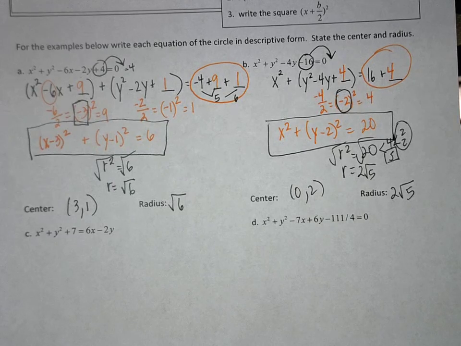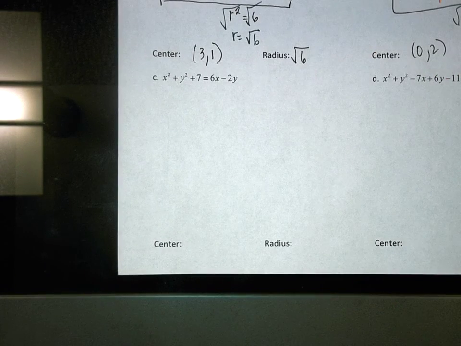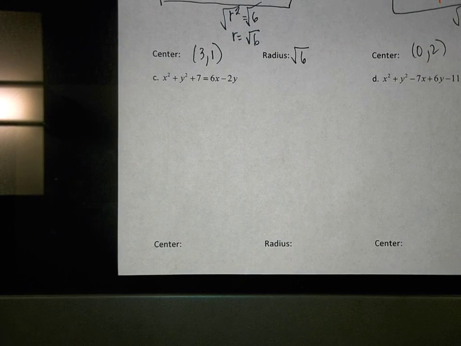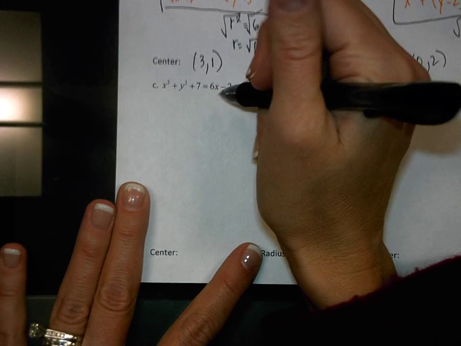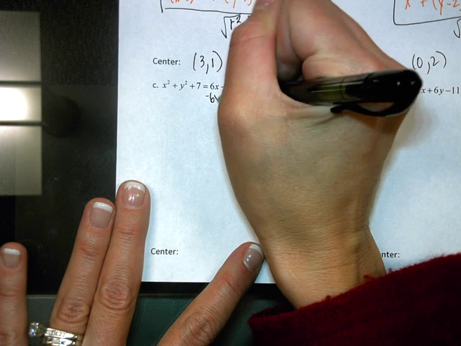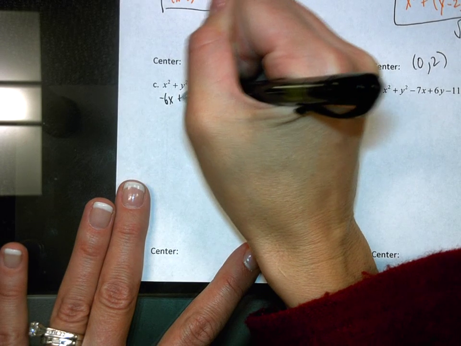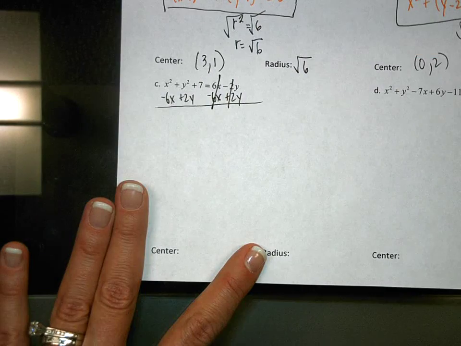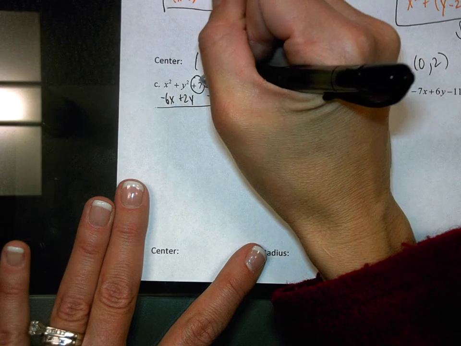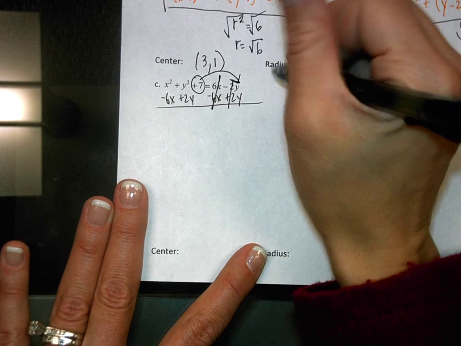All right, next one. So on C, notice that your x's and y's and things are on different sides. You want all of your x's and y's on the left, and any number that doesn't have an x or y is on the right. And so we want to subtract 6x and add 2y to both sides, because we want these numbers on the left. Now 7, we want it to move to the other side, and that one will become a negative 7. Good.